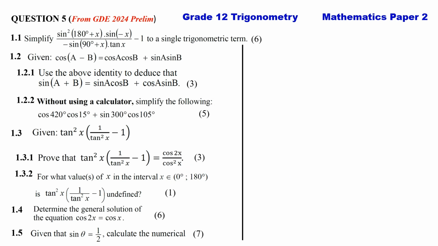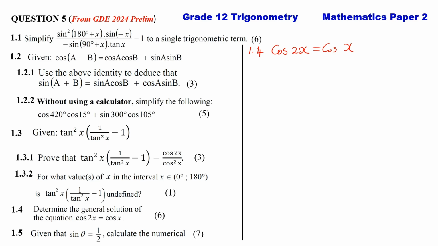Number 1.4, general solutions. This is another name that gives people unnecessary stomach sounds. General solutions. We want to determine the general solutions. Cos 2x is equal to cos x for 6 marks. Imagine, these are 6 free marks that you must make sure you don't miss.